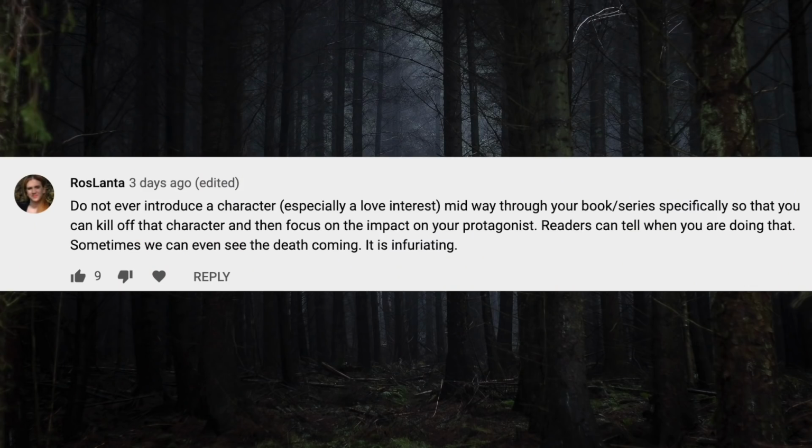And I'm going to end it on this one. Don't ever introduce a character, especially a love interest, midway through your book or series specifically so that you can kill off that character and then focus the impact on your protagonist. Readers can tell when you're doing that. Sometimes we can even see the death coming. It's infuriating. So yeah, some of my favorite books have done this, and I won't say, but it is not great when that happens.